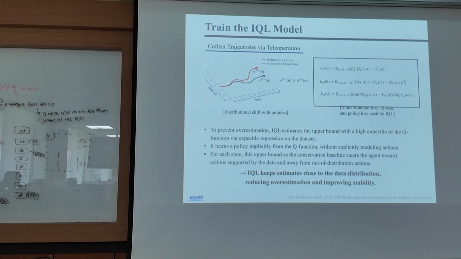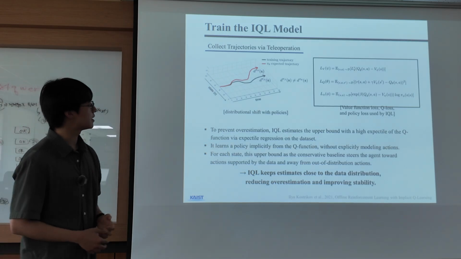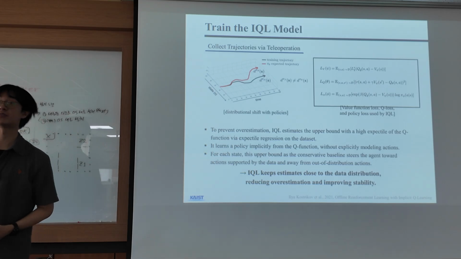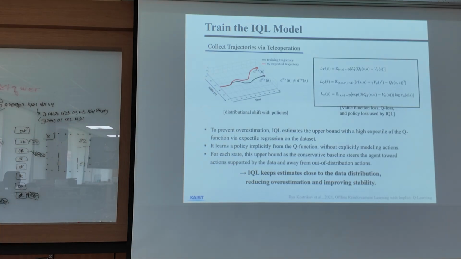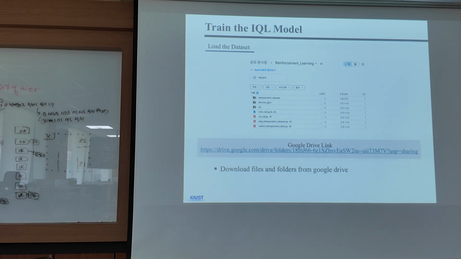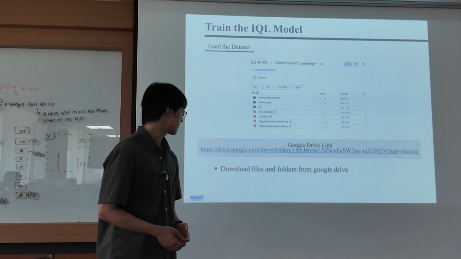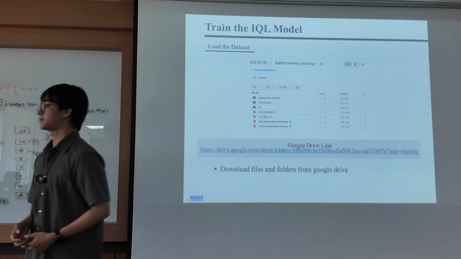It basically learns a policy implicitly from the Q function without explicitly modeling actions. For each state, this upper bound as the conservative baseline steers the agent toward actions supported by the data and away from out-of-distribution actions. So IQL's purpose is to keep estimates close to the data distribution, reducing overestimation of value functions. To train this IQL using the data set we've collected, go to this Google Drive link and copy those files.